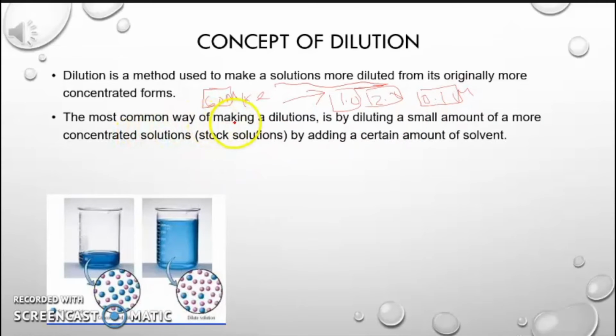The most common way of making a dilution is by diluting a small amount of a more concentrated solution, which we call the stock solution, by adding a certain amount of solvent. The solvent that we use is usually water.